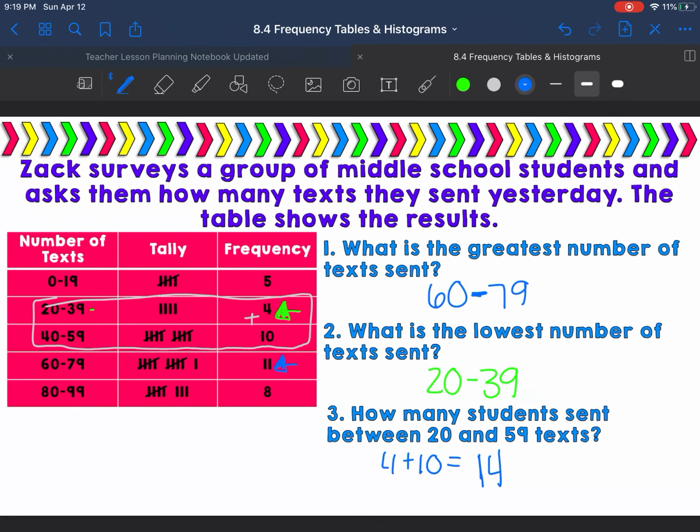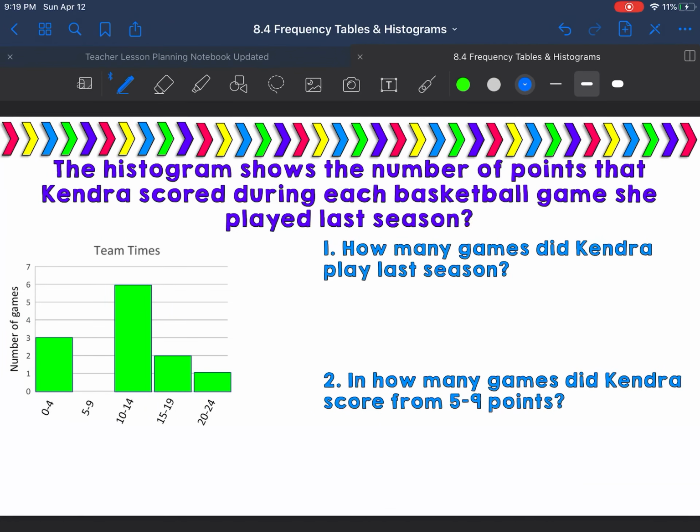And that's it, guys. You successfully just read a frequency table. See, it's not that hard. All the information you need to know is right there in the frequency table. Now, let's look at a histogram and answer some questions on that.